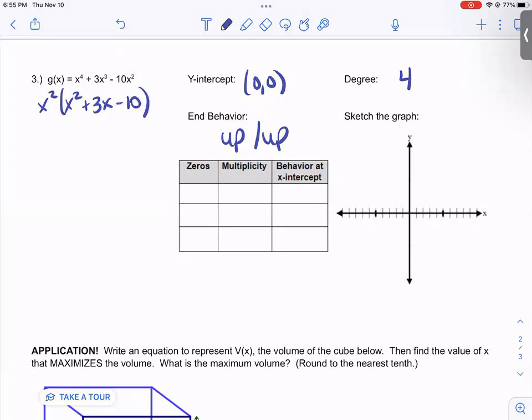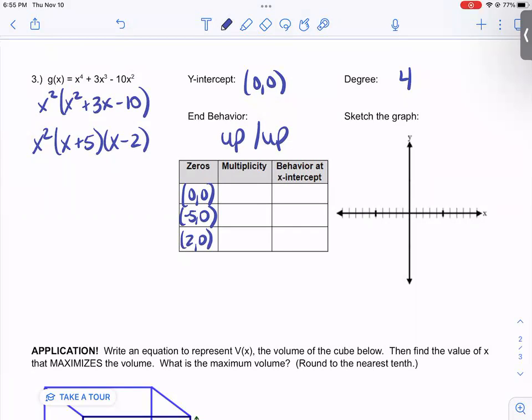Again, we're thinking factors of negative 10 that add to 3. So x squared times x plus 5 times x minus 2. These create zeros at 0, 0, negative 5, 0, and positive 2, 0.